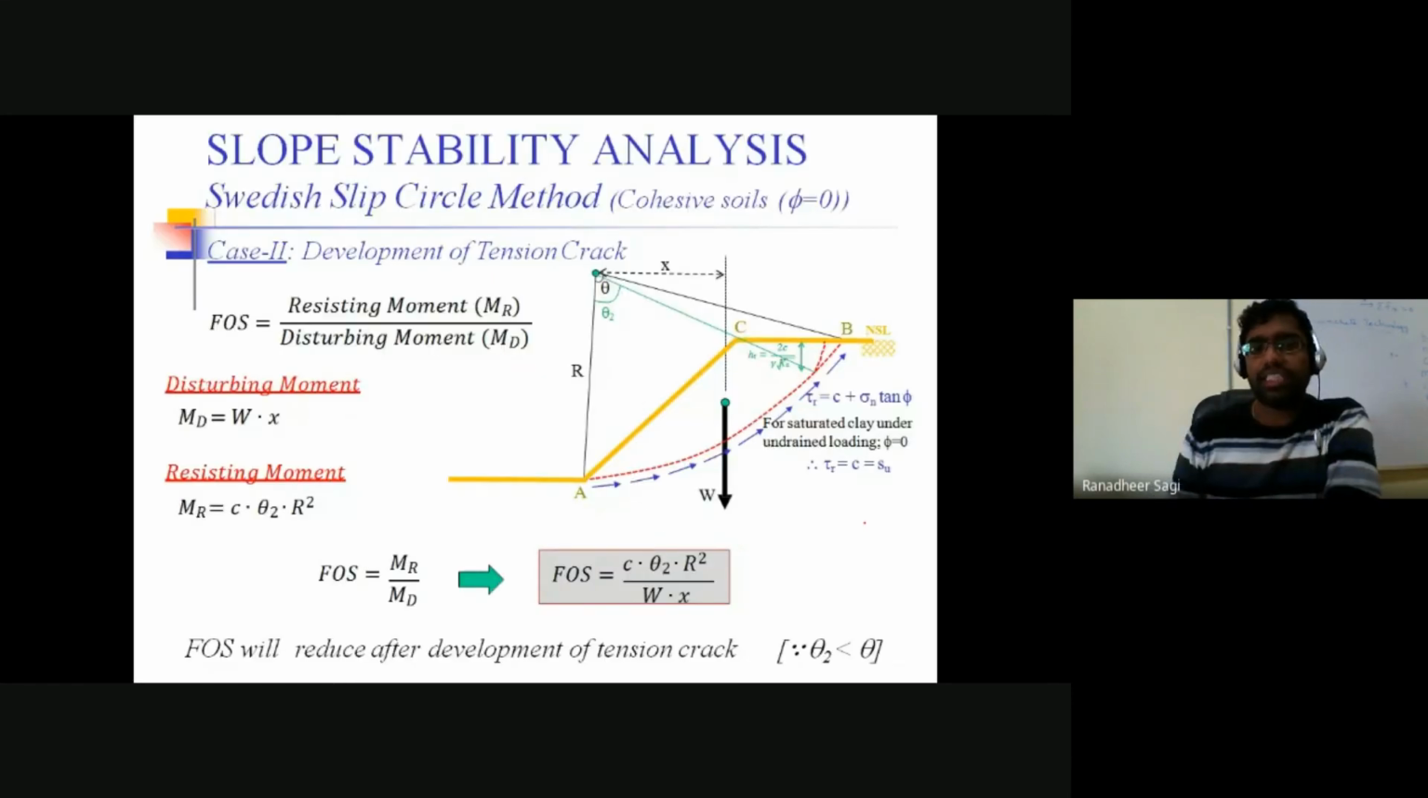In the earlier discussion, when we talked about the Swedish circle method, we said case 1. In case 1, there is no tension crack getting developed in the ground, in the sense that in that sloping soil, no tension crack is getting developed. What do I mean by tension crack?